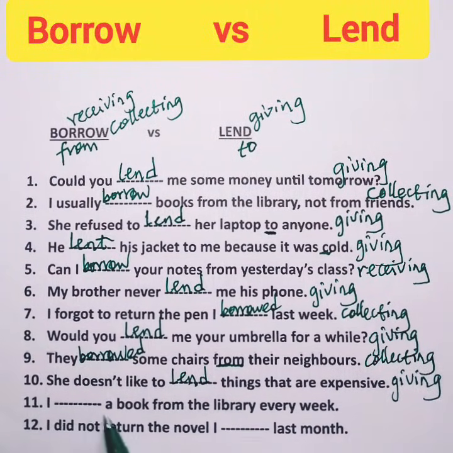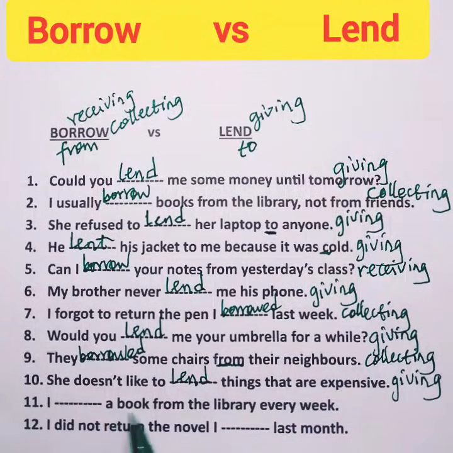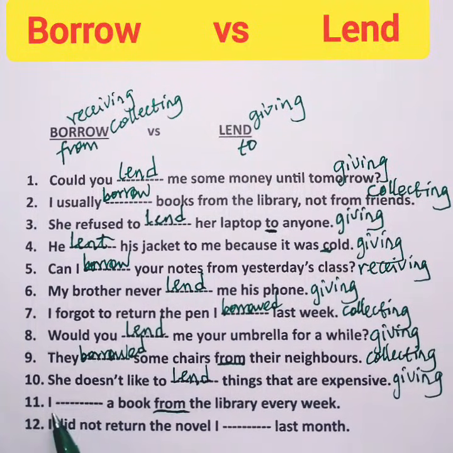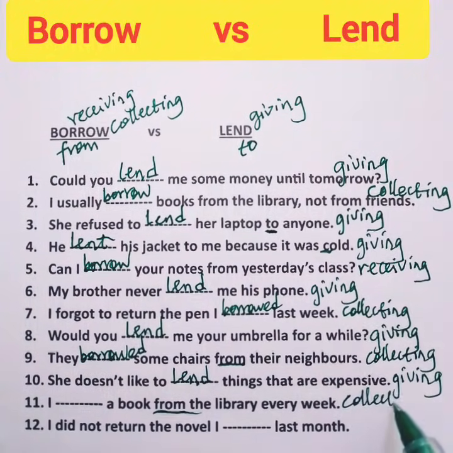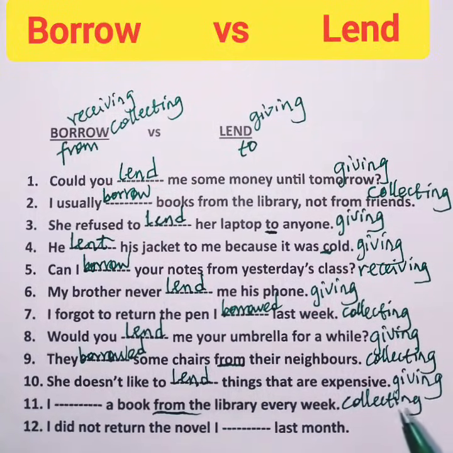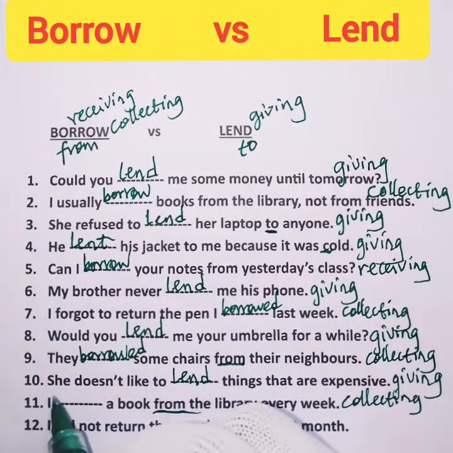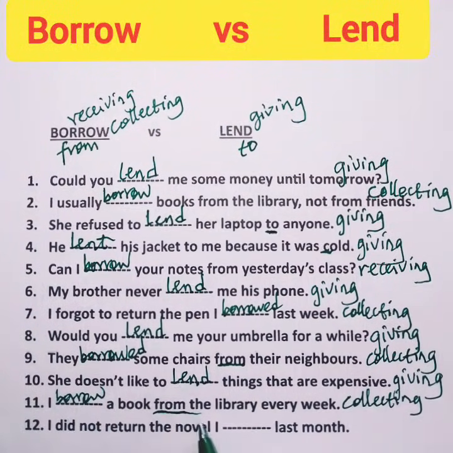11. I blank a book from the library every week. What does this sentence say? Remember, we have from here. Here, the speaker says that he collects a book from the library every week. So collecting is the action involved. That means borrow is the right word. I borrow a book from the library every week.